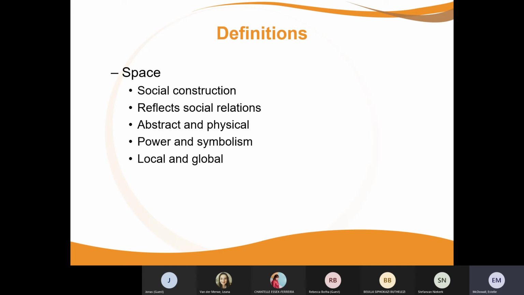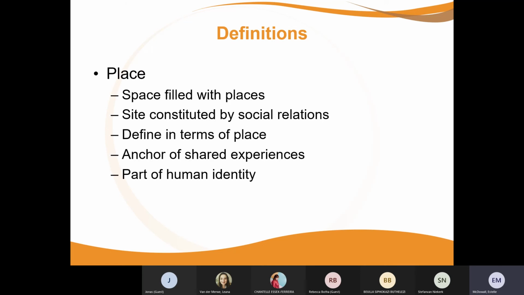So I was looking for keywords like that space is a social construction. It reflects social relations. It can be abstract and physical. Space is infused with power and symbolism. And also space, there's local space and global space. And when we speak about global space, you will also speak about virtual spaces.